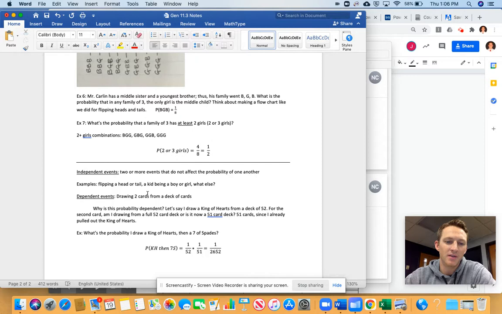A dependent event is something that does depend on each other. It's like drawing from a deck of cards and then not replacing that card. So what's the probability that I draw a king of hearts first and then a 7 of spades? Well, out of the 52 cards in my deck, there's only one king of hearts. So the chances that I draw out that king of hearts first is 1 out of 52. And then after I've drawn out that king of hearts, what's the chance that I draw a 7 of spades? Well, now we started with 52 cards, took one out, so now our total number of cards is 51 to choose from, but there's still only one 7 of spades. So we multiply these two together, and we have our very small probability right here.